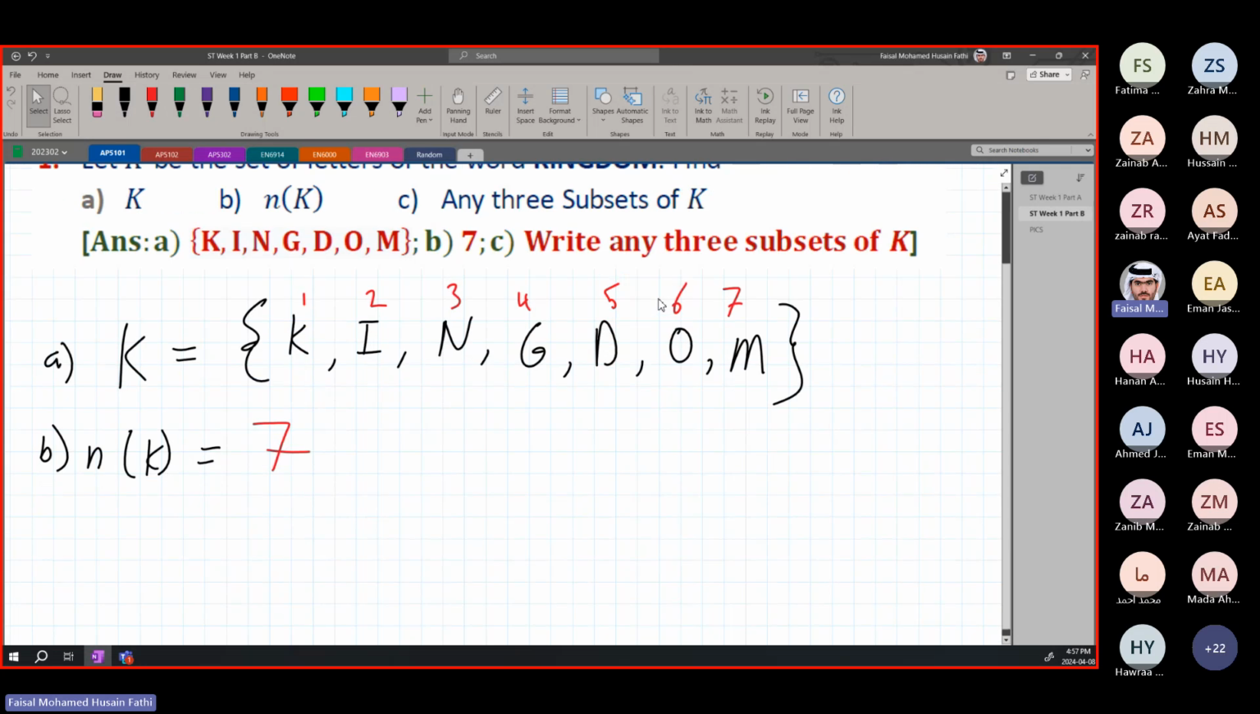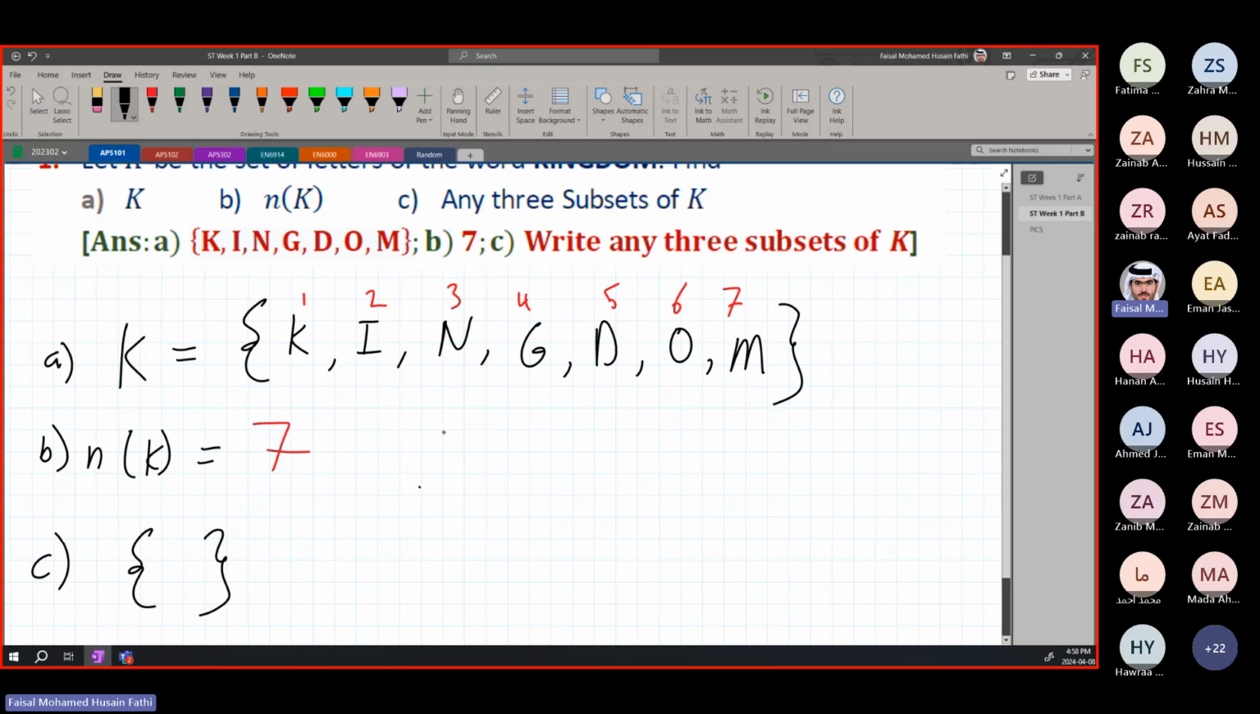And then any 3 subsets of K. Okay, I want to see if you guys understand what subsets are. No 2 answers should necessarily be the same, as there is a lot. Each person, I want you guys to get involved and give me one subset of the set K. Give me one subset of the set K. Come on. Okay. Iman wrote this. So part C.